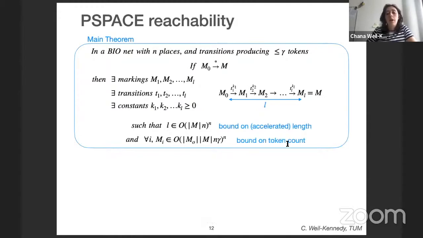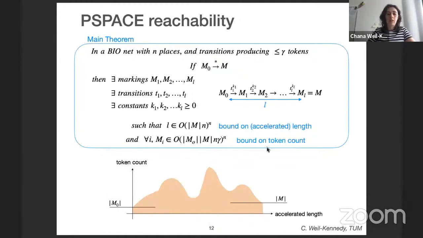And we have a bound on the number of tokens for each of these intermediate markings. And this bound is exponential in all the inputs of the problem. So in the number of places n, in the maximum number of produced tokens gamma, in the number of tokens of the initial and final marking.